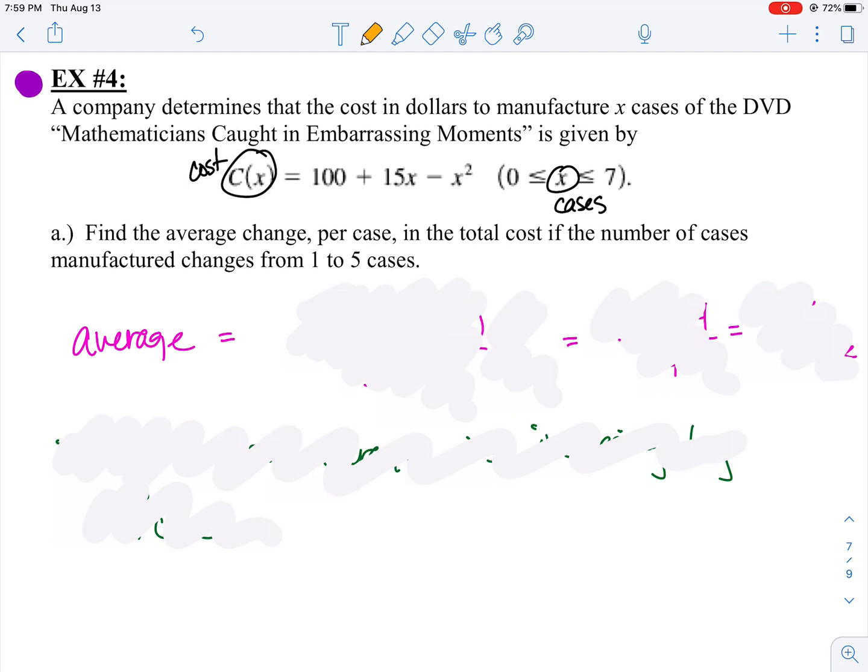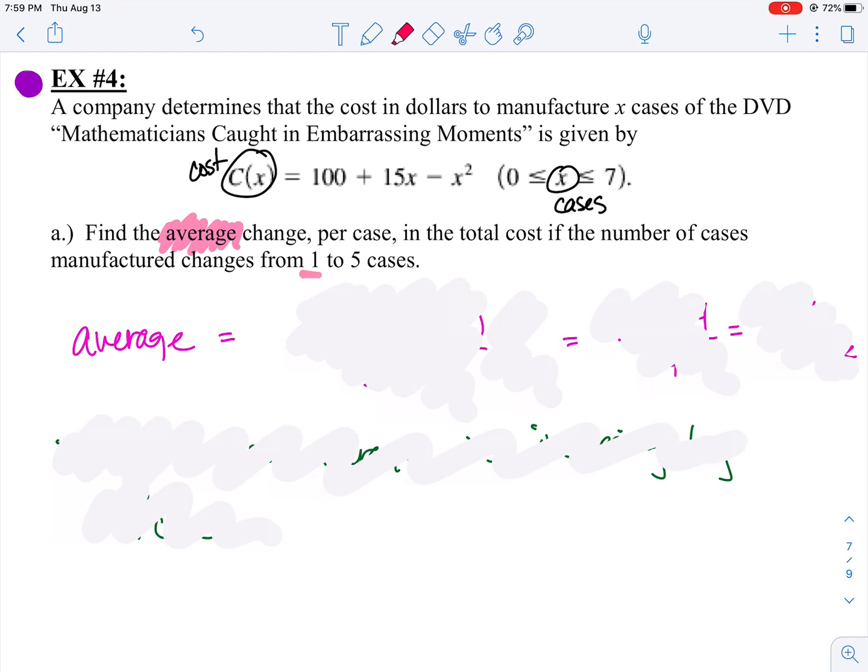A says find the average change per case in the total cost if the number of cases manufactured changes from 1 to 5 cases. So what is the average change in cost per case if you go from manufacturing 1 to 5 cases? Did you hear that key word? I heard the word average. And as soon as I hear that word average, I know that I'm just finding the slope between 2 points, the change between 2 points.